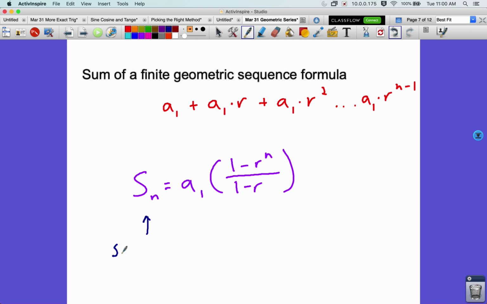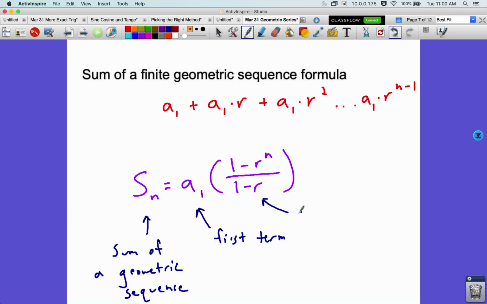So this is the sum of a geometric sequence. And when it's a sum, this whole thing, you could just say it's a geometric series. This is our first term. r, which appears twice, is our common ratio. And n is the number of terms.